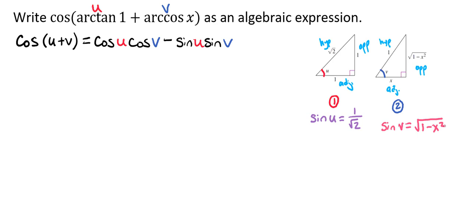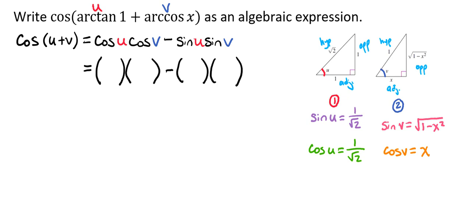So we can now plug in our sines, but we're still missing our cosines, so we need to find those. So if we look back to our first triangle, we can see that the cosine of u is going to be the adjacent over the hypotenuse, which is going to be a 1 over square root of 2, and that our cosine of v is going to be our adjacent over our hypotenuse, which is x over 1, or just x. So now we can plug in all 4 of our values.